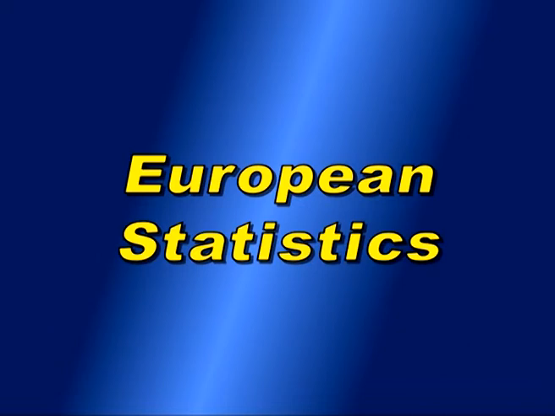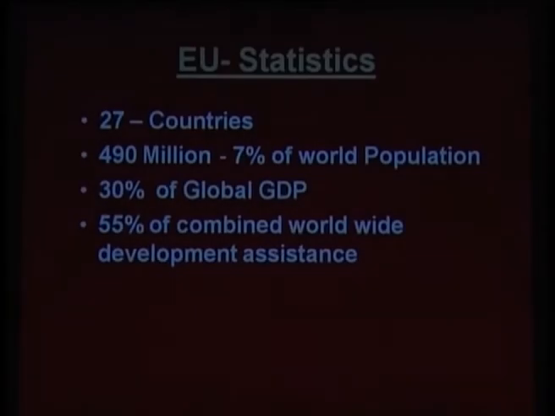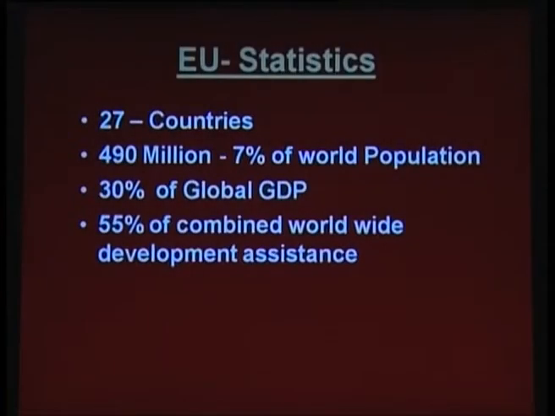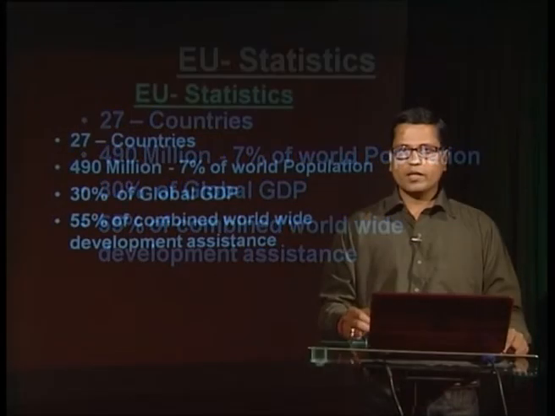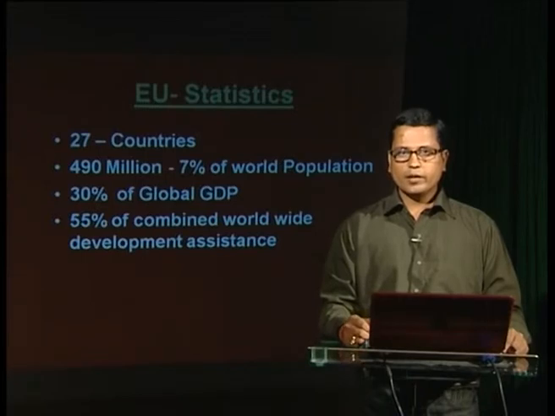In the current scenario, if we look at the European Union, from the 6 countries it has grown up to 27 countries, and it has 490 million population, which is almost 7% of the world population, but it has 30% of the global GDP and 55% of combined worldwide development assistance is given by the European Union. It shows that the European Union became not only a very successful entity in economic nature, but also from a development perspective.